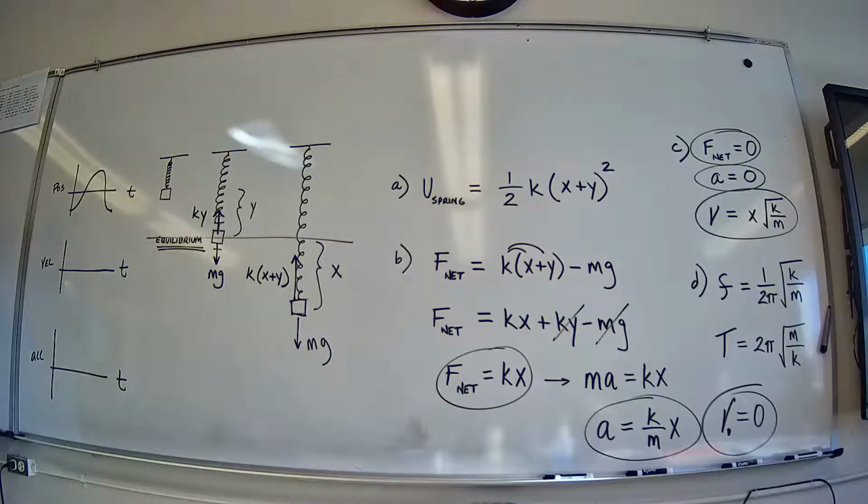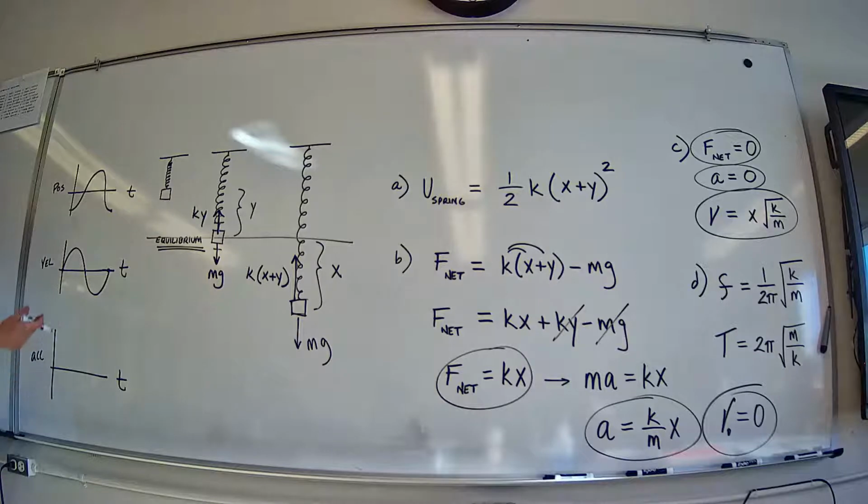The velocity function, what does velocity start off at? 0. And does it start off by going positive velocity or by going negative velocity? Positive. It starts by going up. So one cycle looks like this. There we go.